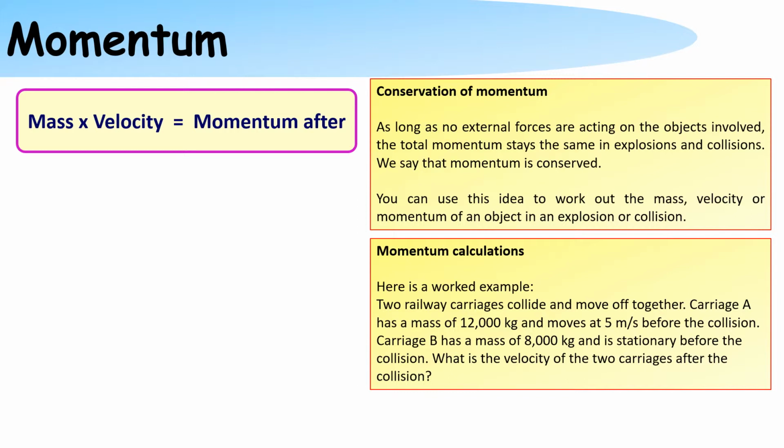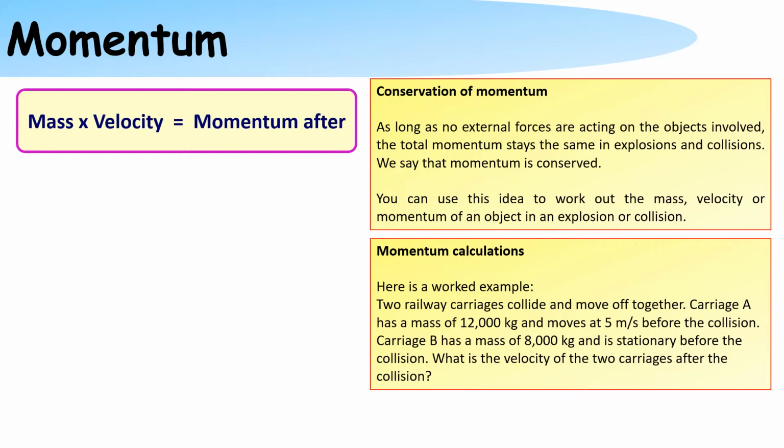So if two railway carriages collide and move off together, carriage A has a mass of 12,000 kilograms and moves at 5 meters per second before the collision. Carriage B has a mass of 8,000 kilograms and is stationary before the collision. What is the velocity of the two carriages after the collision?